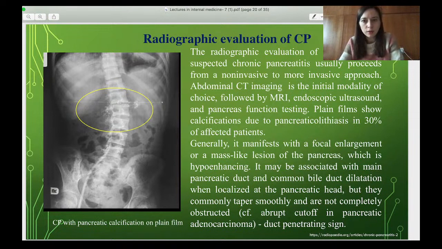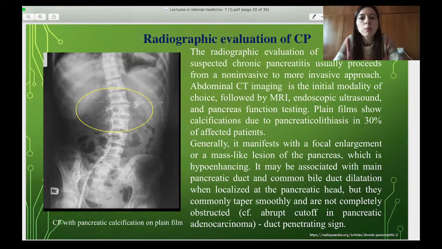And radiographic evaluation of a patient with suspected chronic pancreatitis usually proceeds from a non-invasive to a more invasive approach. Abdominal computed tomography imaging is the initial modality of choice, followed by magnetic resonance imaging, endoscopic ultrasound, and pancreatic function testing. Plain films show calcification due to pancreatic lithiasis in 30% of affected patients.